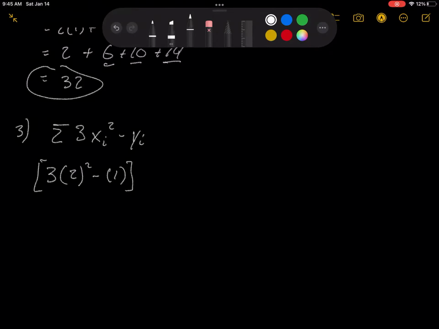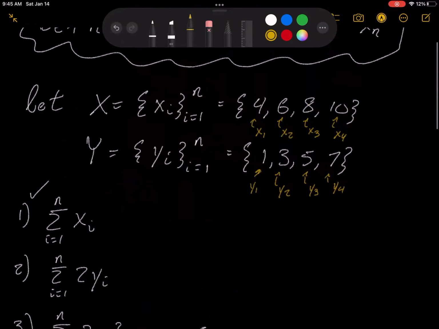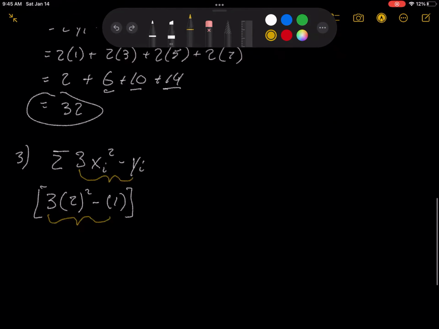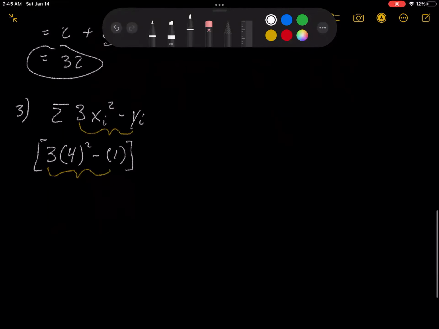Right, this right here is this expression when i is equal to 1. Right, when i is equal to 1, your x value is 4, your y value is 1. Oh, sorry. So your x value is 4, not 2. The first y value is 1, right? Yes, okay. All right, so that's the first term in the sum.